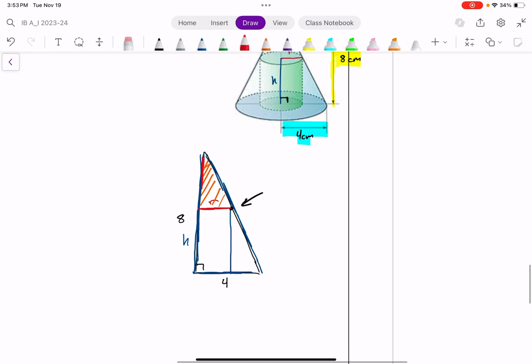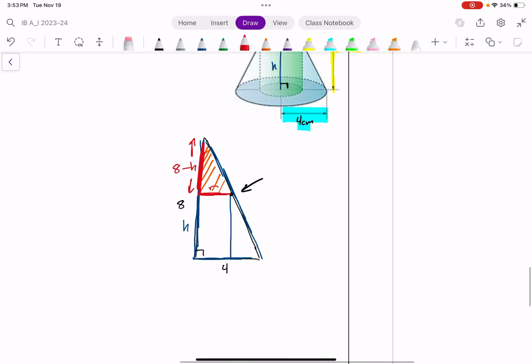Because that means this triangle here, which is the distance from here to here, is 8 minus h. 8 is the distance all the way from the top to the bottom. Height h is just the distance of the cylinder. So that little part at the top is 8 minus h, and that corresponds to the total height of 8. And this radius right here of r corresponds to this distance of 4 here.